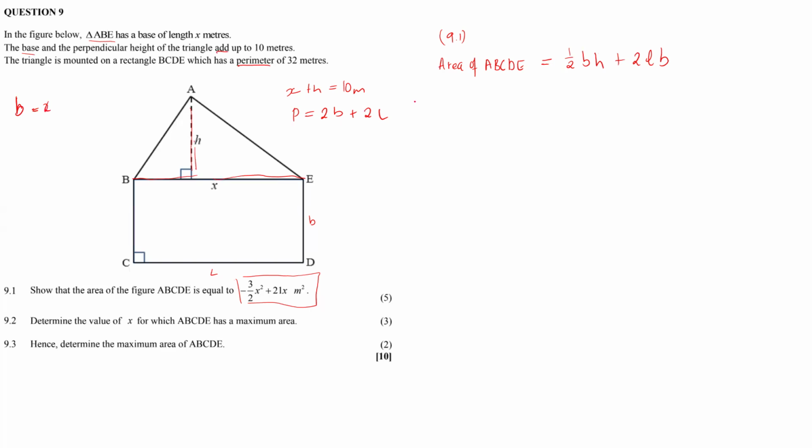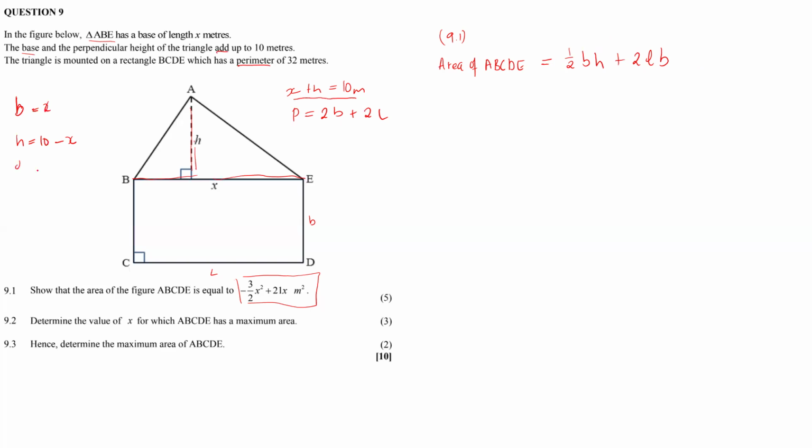Now let's talk about the h. Recall that they said to us, x plus h will give us 10 meters. So from this equation, we will make h the subject of the formula. When we make h the subject of the formula, we can see that our h will be equal to 10, we transpose x that side, minus x. So now our h is written in terms of x. So we are sorted for b, we are sorted for h. Now let's go to the rectangle. This is the area for the rectangle, 2LB. Now L is from B to E.